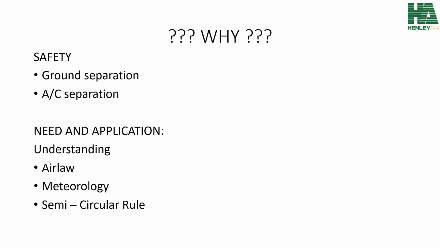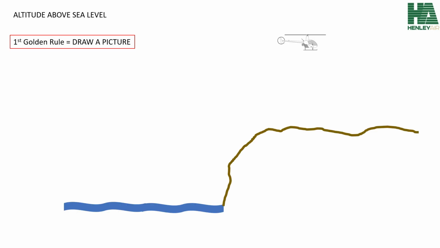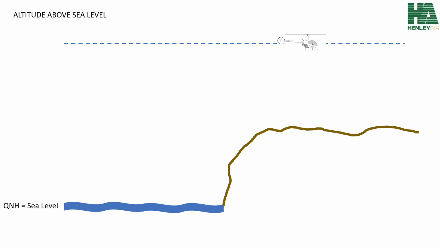Altimetry is used in air law, meteorology, and then also it ties up very nicely with the semicircular rule. So the first golden rule is to draw a very simple picture with the sea level down at the bottom, ground level, and then your little aircraft that is flying somewhere at the top. To determine your altitude above sea level, you have to understand that QNH altimeter is always measuring from sea level, and that changes from day to day according to the weather patterns.